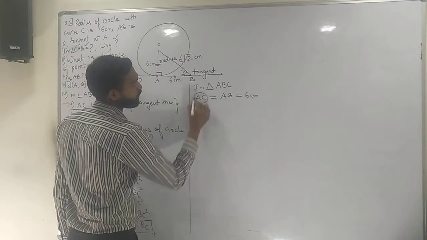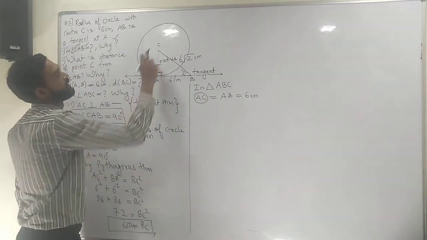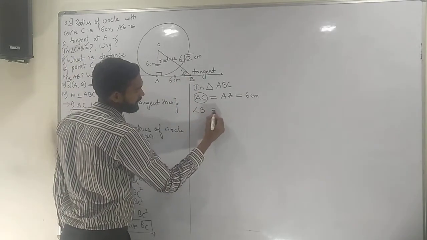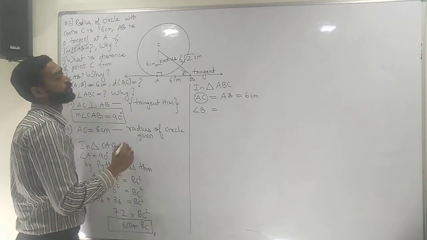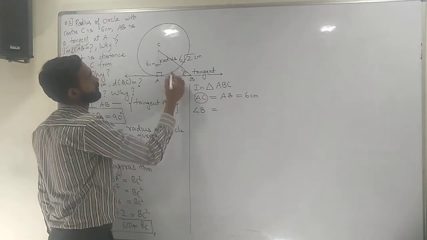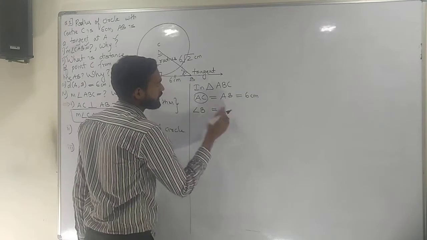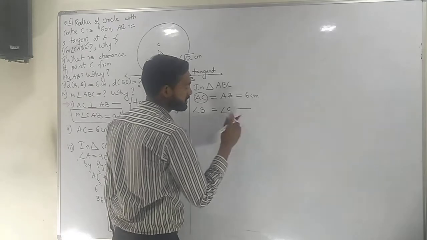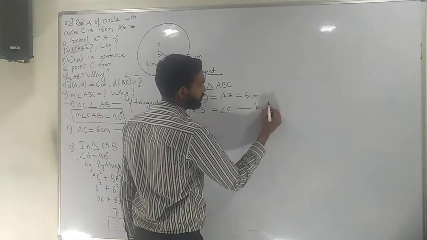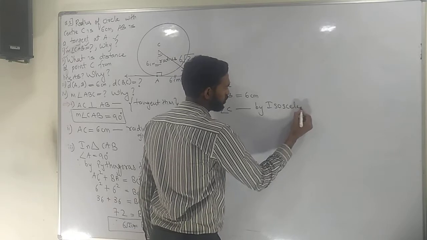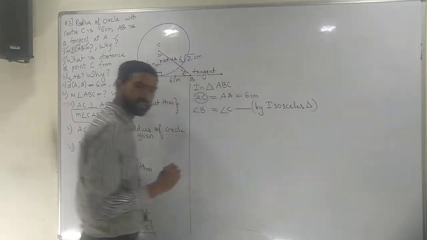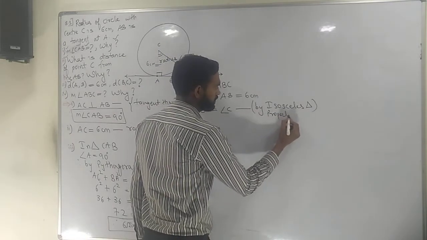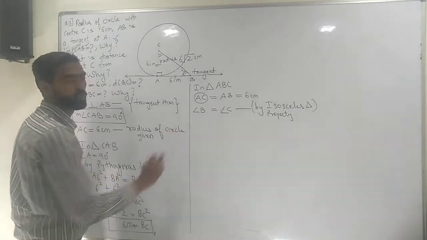So, opposite of AC, where is my AC? Let us check. Opposite of AC is what? Angle B. Right? Similarly, opposite of side AB is what? Angle C. If two sides are equal, their opposite angles are also equal. And the reason for this? By isosceles triangle property. Clear everyone?